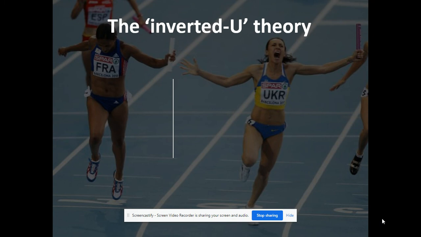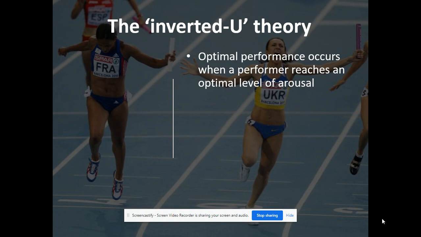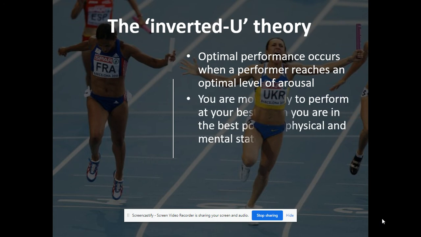So this is where we come on to the inverted U theory. This was the second part, so you hopefully now can all define arousal or know what it is. And then we've got the inverted U theory. So optimal performance occurs when the performer reaches the optimal level of arousal. So you do need to have some, okay, but if it goes too much, obviously it can impact performance. And likewise, if you don't have enough, you're not going to perform to the best of your ability.